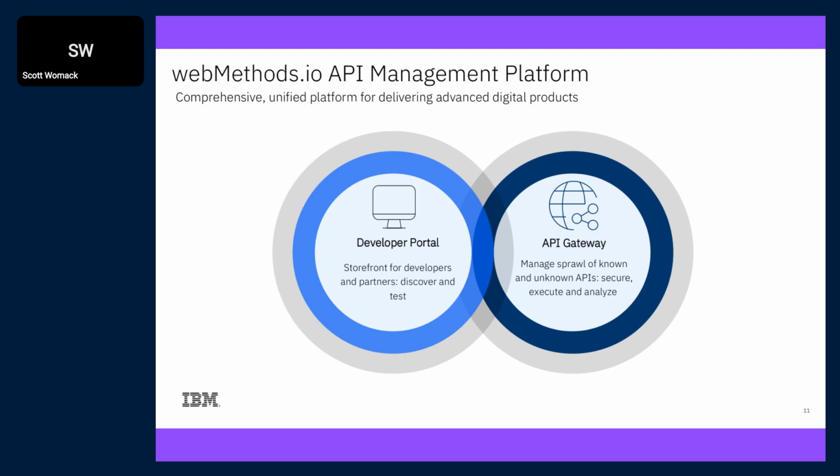And then the second piece is our API gateway. We're going to spend most of our time today in that. This is our layer of abstraction where APIs are actually executed. The goal here really is to help you manage that sprawl of APIs as they continue to expand with the ability to secure, execute, analyze these APIs. Here you can take APIs both internal and external and create consistent authentication and policies and control traffic and block threats and much more from that standpoint as well.